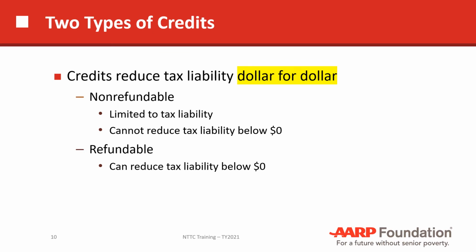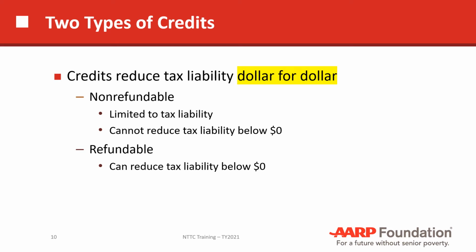Now let's talk about credits. There are two types of credits. First of all, a credit being different from an adjustment to income or from a deduction. A credit really reduces the tax liability dollar for dollar. Now, what does that mean? What's the difference between an adjustment to income and a credit? What does dollar for dollar mean?